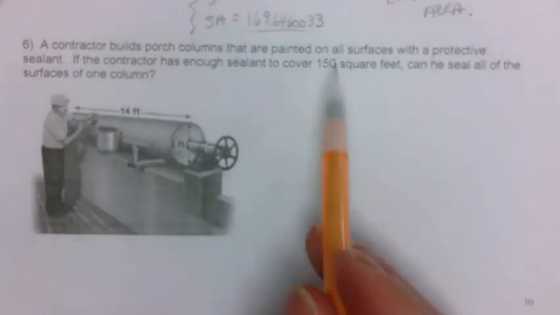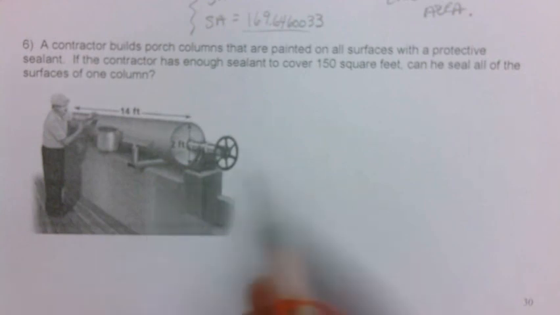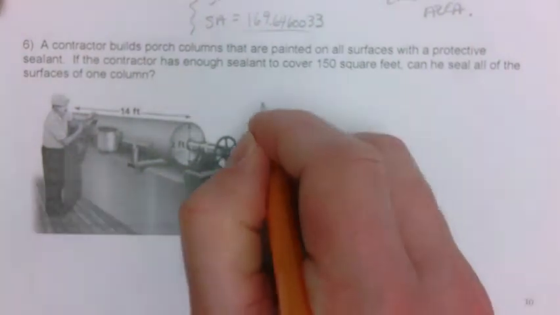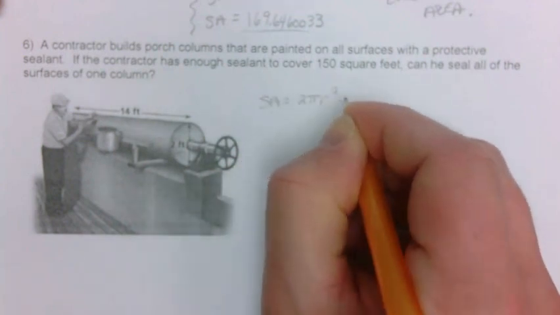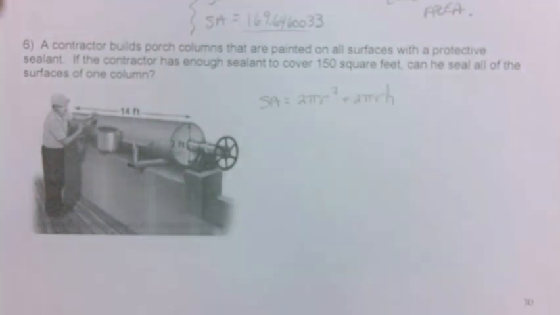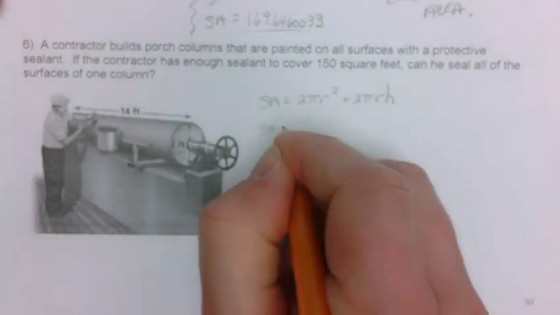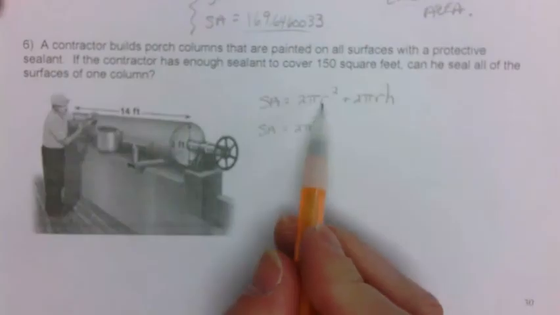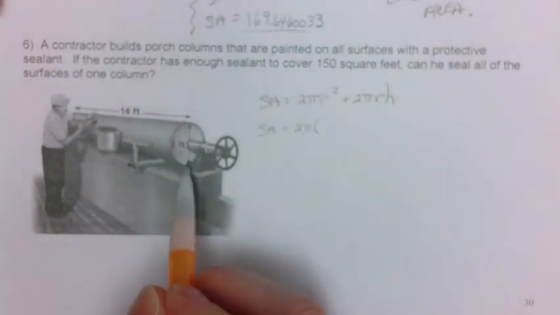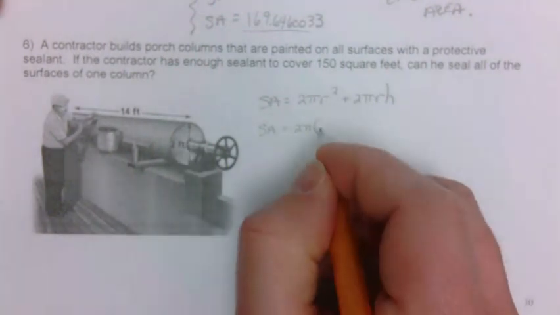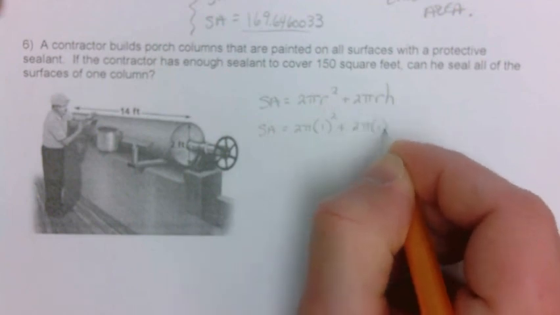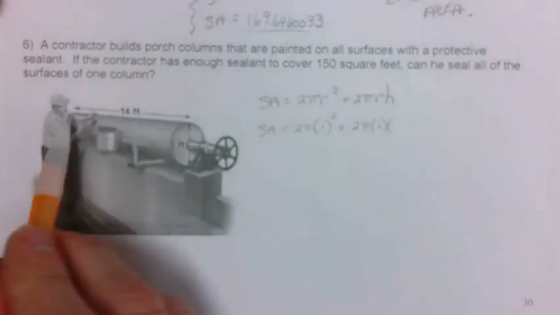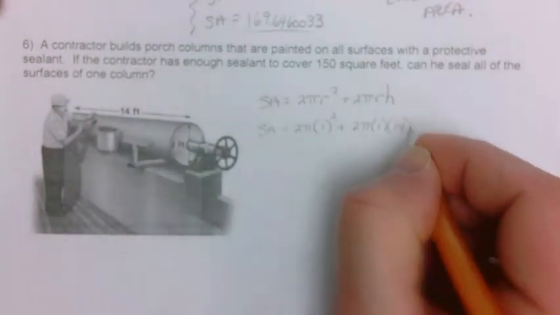Okay, we're going to be covering all of the surfaces with a sealant. So the sealant's going to go on all of the outside faces. So this must be a surface area problem. So surface area for a cylinder, I can say the formula is 2 pi r squared plus 2 pi r h. And now I'm just going to fill in with the values. So the first value that I need is the radius. Here I can see the diameter is 2. Half of 2 is 1, so that's what the radius is. 1 squared plus 2 pi times the radius again is 1. And the height, I can see right here, is 14 feet.